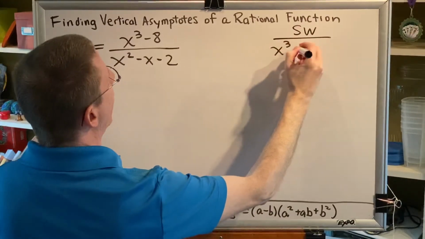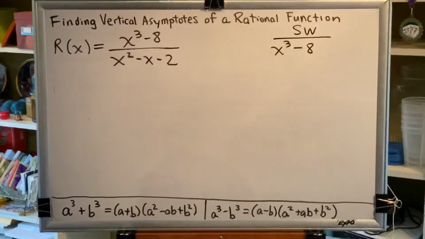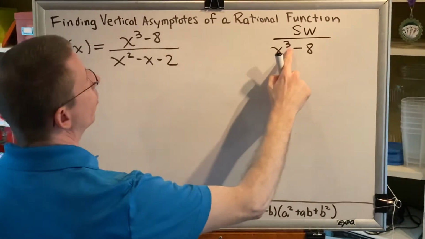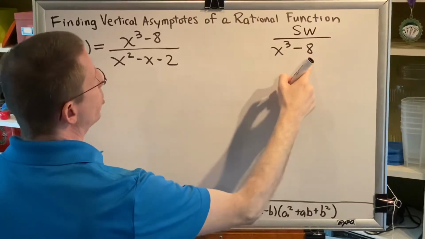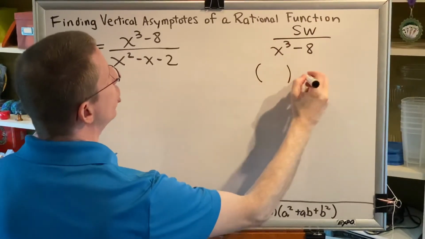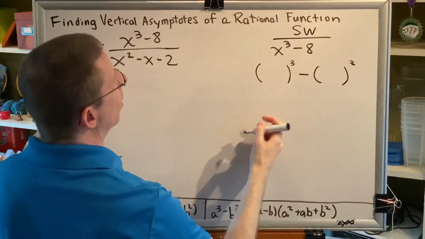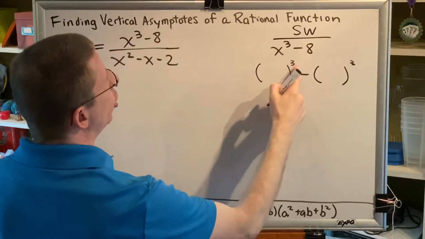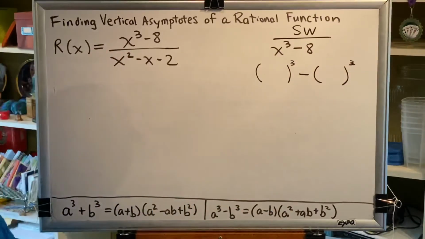Our numerator is x cubed subtract 8. Now this is a difference of cubes. The big hint here is the exponent of 3. When I pronounce this out loud, I say x cubed. 8 is also a perfect cube. It's 2 multiplied by itself 3 times. So x cubed minus 8 can be written in difference of cubes form. In other words, it can be written as something cubed minus something cubed, and we just have to figure out what to put in the parentheses.